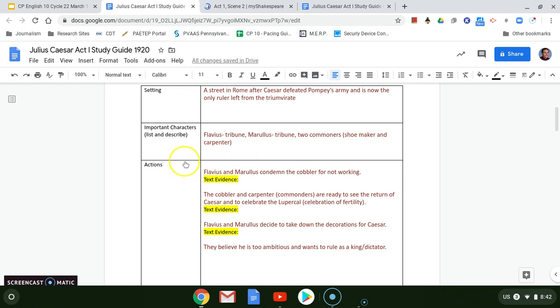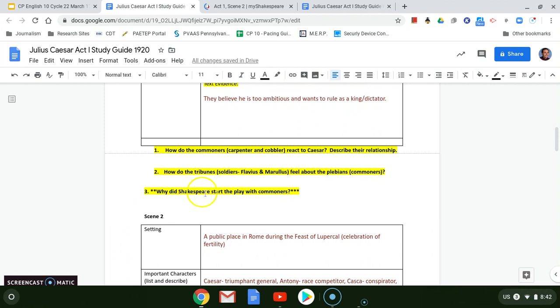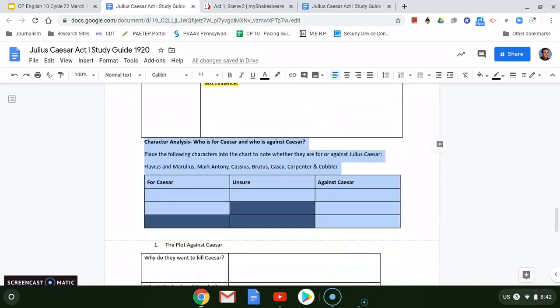Okay, so again, I would recommend that you use those tools. It has some questions here that you need to answer. The highlighted ones tend to be the ones that you're going to see on the test. Okay, why did Shakespeare start the play with commoners is the big question. You need to think about what we've talked about, and we will go over all of this in the next lesson.